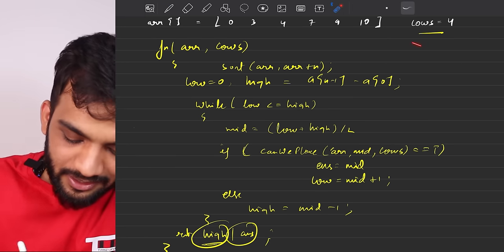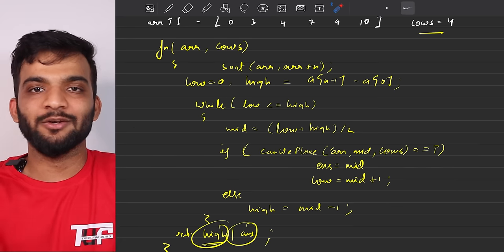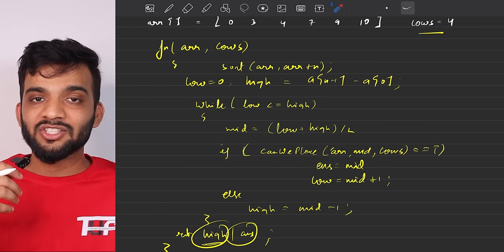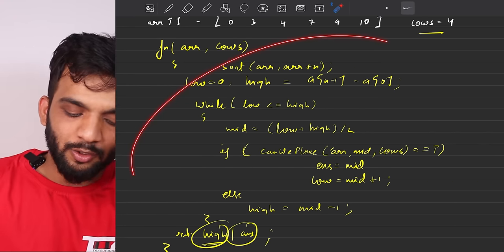This is how easy it is. This is the reason at first I do the linear search, because once you understand the linear search, it is super simple to convert it into a binary search.